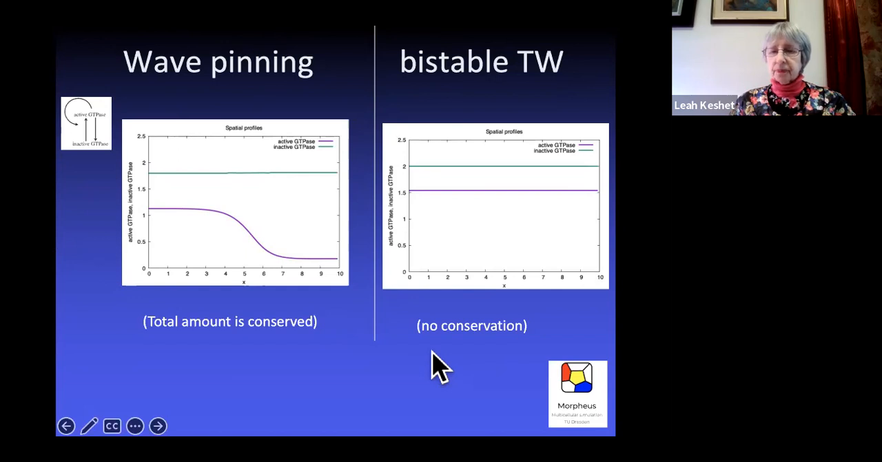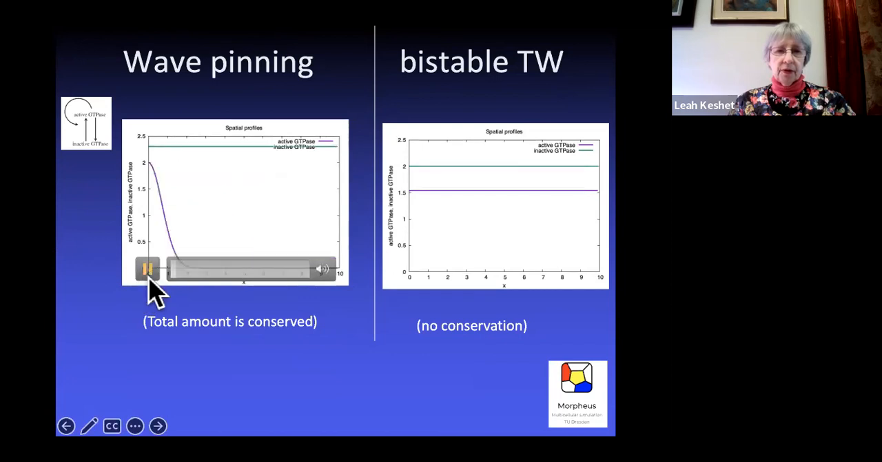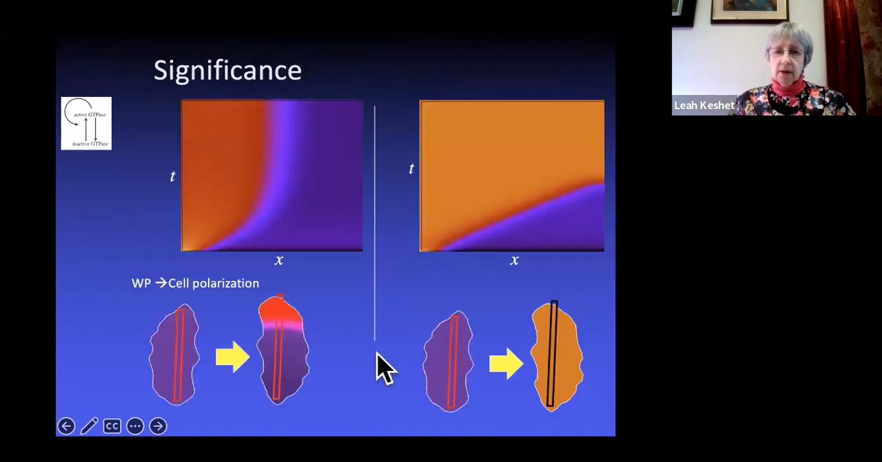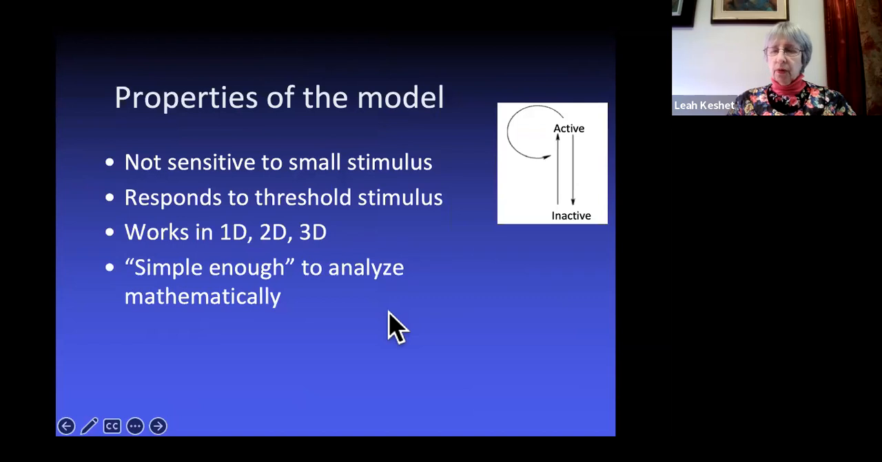That's the single reaction diffusion equation. But with the wave pinning mass conserved version, the wave will freeze. And that's important because it gives us this ability to explain a stable polar pattern, whereas this system does not. Okay, so so much for that simple PDE model.